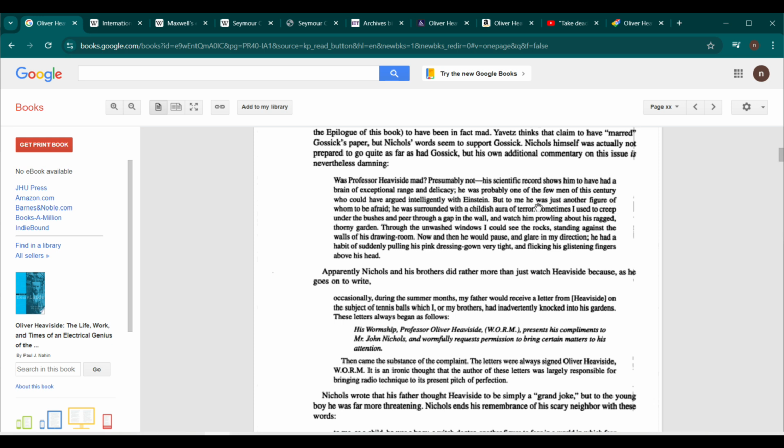They said that he was just another figure of whom to be afraid. He was surrounded with the childish aura of terror. I used to creep under the bushes and peer through a gap in the wall, watch him prowling about his ragged, thorny garden. Through the unwashed windows I could see the rocks standing in the walls of his drawing room. Now and then he would pause, glare in my direction, and he had a habit of suddenly pulling his pink dressing gown very tight and flicking his glistening fingers above his head.